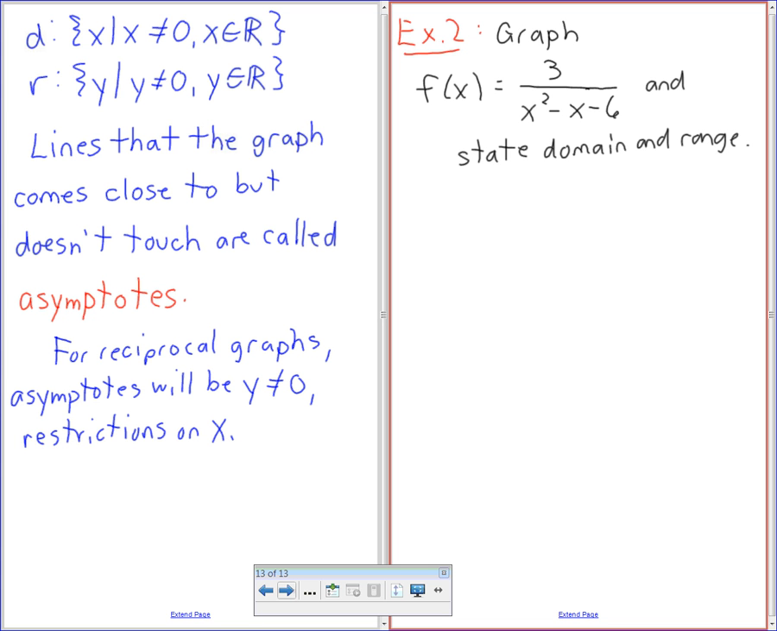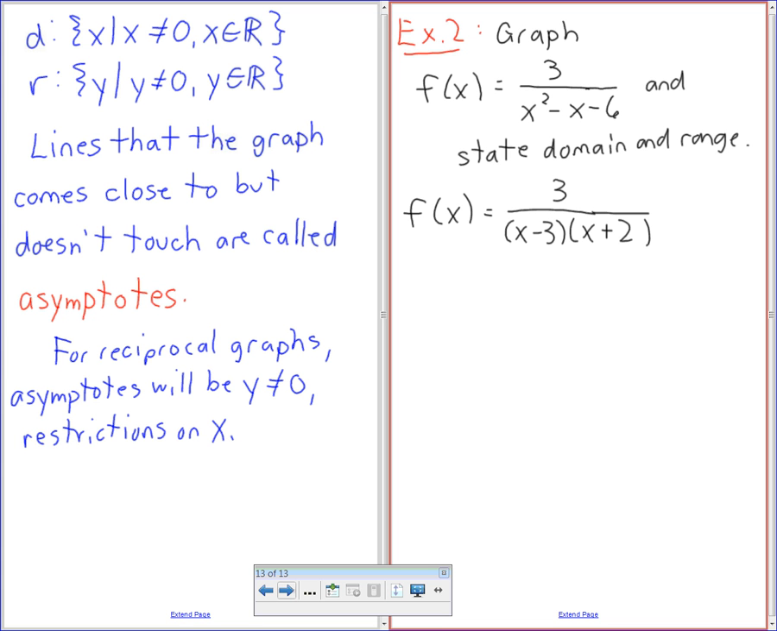All right, when you look at that question, what's the first thing you always want to do instantly? Factor instantly. So how does x squared minus x minus 6 factor? Good. So I'm going to change this right away to f of x is equal to 3 all over x minus 3 and x plus 2. Wonderful. So we factored right away.